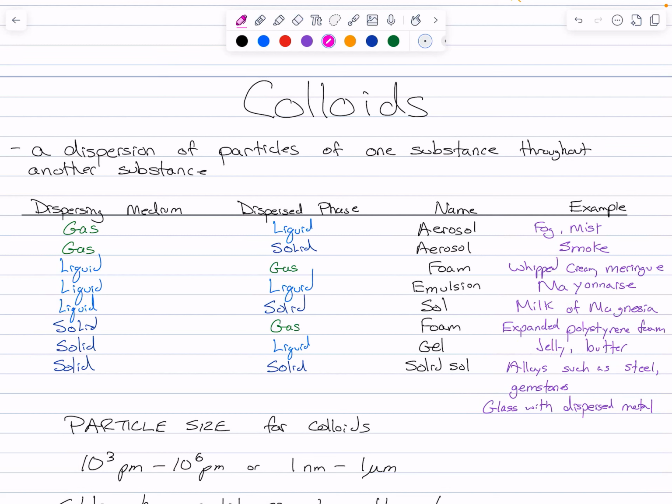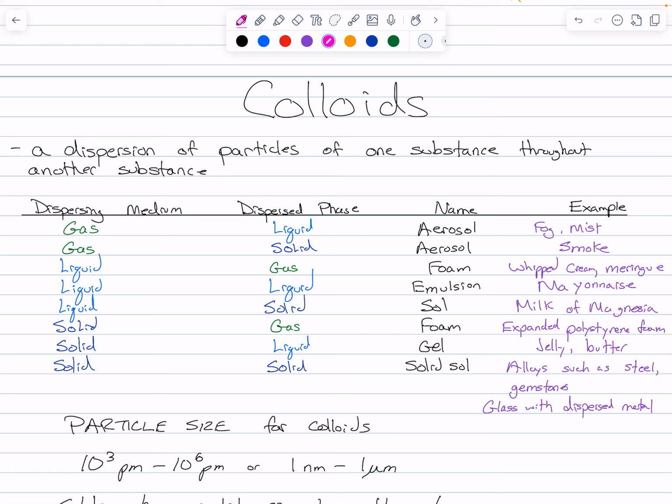We got colloids today and colloidal particles in this video. And what is a colloidal particle, right? Or colloids in general. It's a dispersion of particles of one substance throughout another. So this is not a solution. It's not homogeneous, it's heterogeneous. You have two different particles, and we'll talk about the sizes in a second.